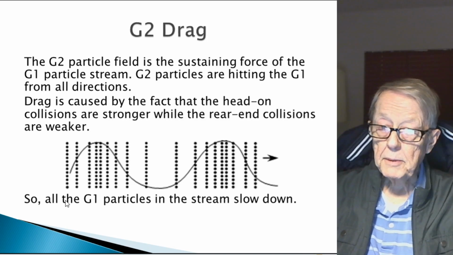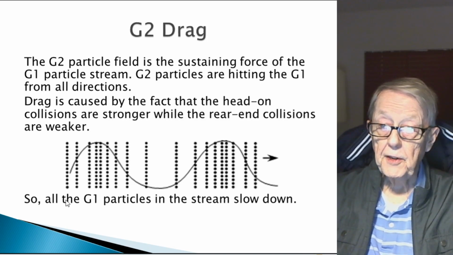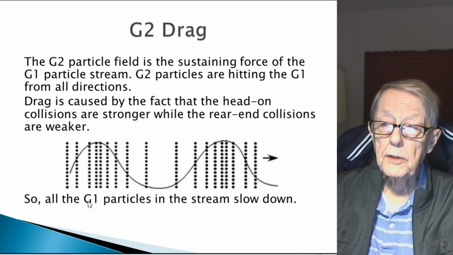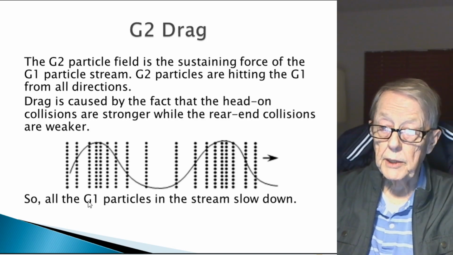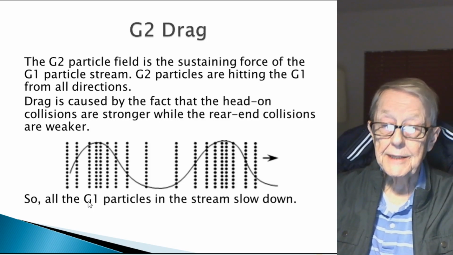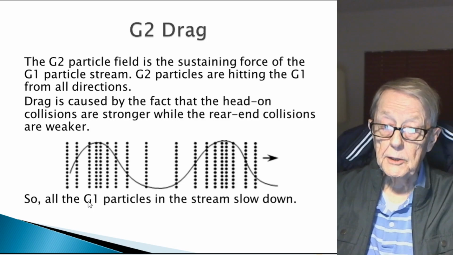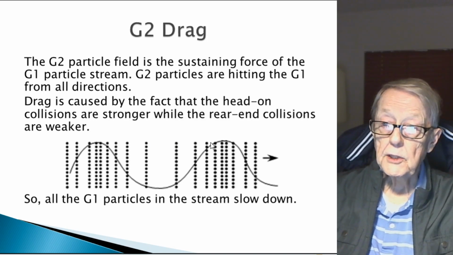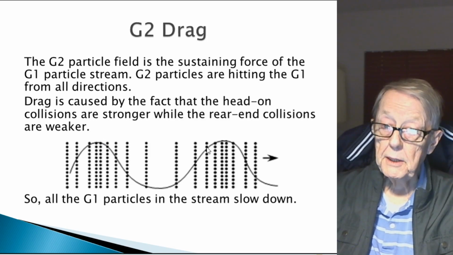But if that happens as it goes through this field and it experiences drag, all the G1 particles in the stream slow down. They're all going to slow down nominally at the same rate. So the speed is less. But again, the wavelength isn't going to change. But the speed is less.